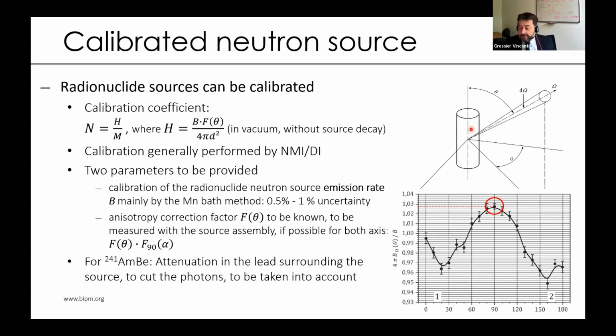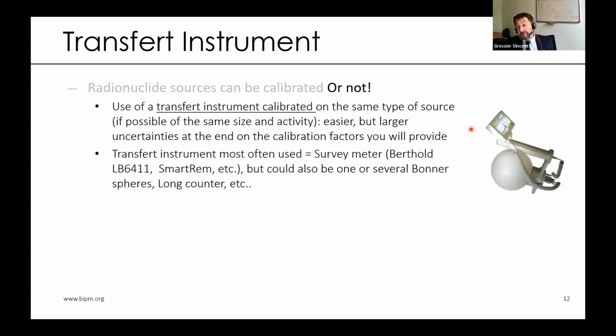For americium barium, as I previously said, there is also attenuation from a lead shield surrounding the source. To cut the photons, you should put lead around the source, and this has to be taken into account in your calculation. Or you cannot have a calibrated source.